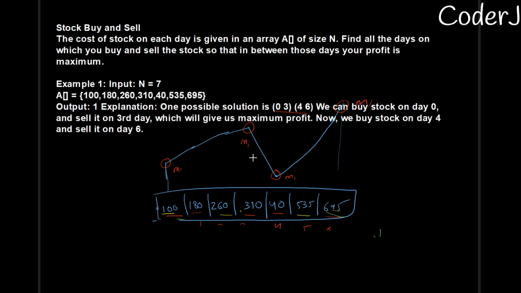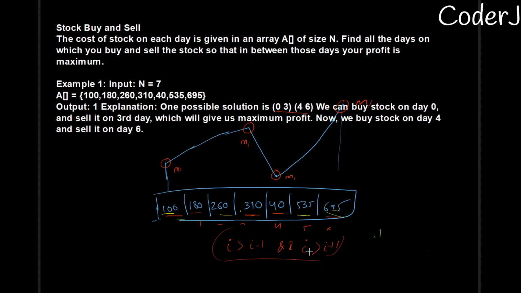Let's see, 310 is a maximum, right? We need to figure out how exactly to identify this maximum. The next value should be smaller than it, and the previous value should also be smaller than it, right? If I say that the value at i is greater than the value at i minus 1, and the value at i is greater than the value at i plus 1, then this is the condition of a maximum. I hope we're clear with that.